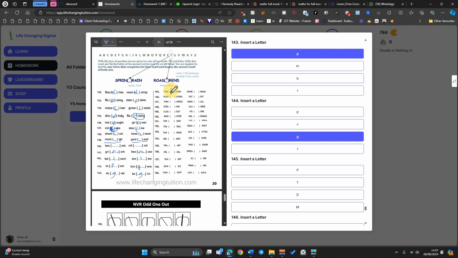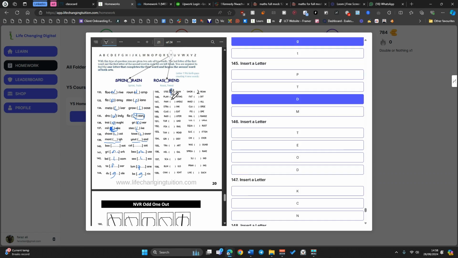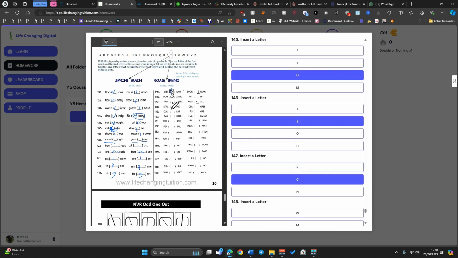145, Steep and, I was thinking steep and prime, but actually warp and preem. Okay, this one definitely has to be a D. It should be steed and drain, sword and dream. So a drain, steed is basically a horse, right? 146 is going to be, I believe, plain and eating, fate and edit. 147 is going to be panic and candle, magic and call.